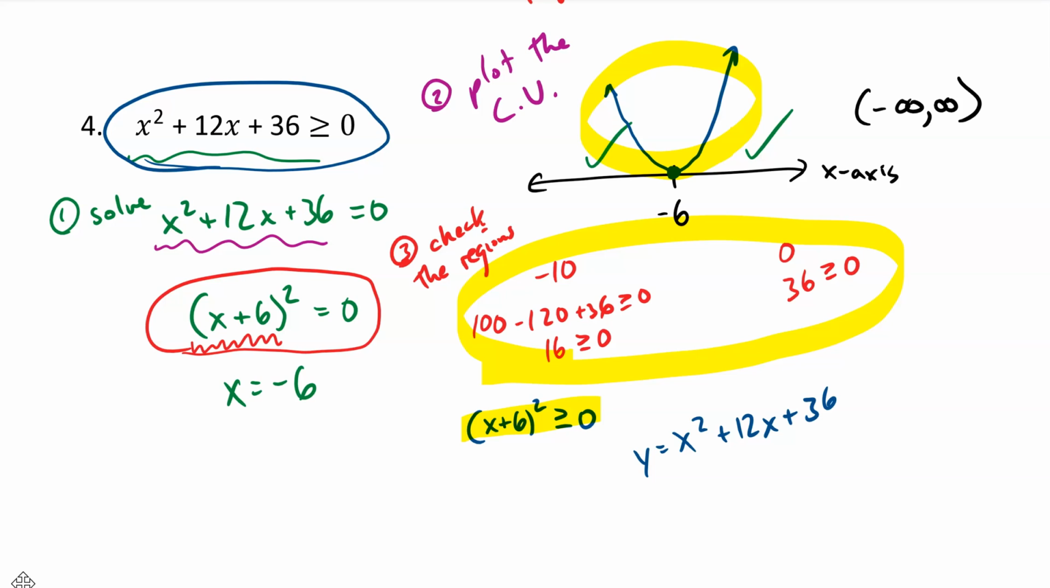You want to solve the related equation to find critical values, and then check the regions on the number line created by those critical values. So in this sense, because there's only a single critical value, the middle region got squished and combined into just a single point. And we get this wonderful solution of all real numbers.